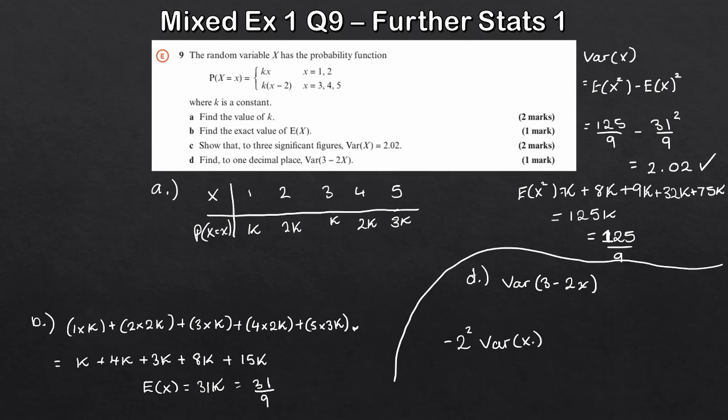So this is minus 2 squared, so that's 4, times by the variance of x, which they've already given us, is 2.02. So even if you couldn't actually show that the variance of x was 2.02, you can still attempt the question. Okay, multiply this and then take your answer to one decimal place, and what you'll simply get is 8.1. So that's to one decimal place.